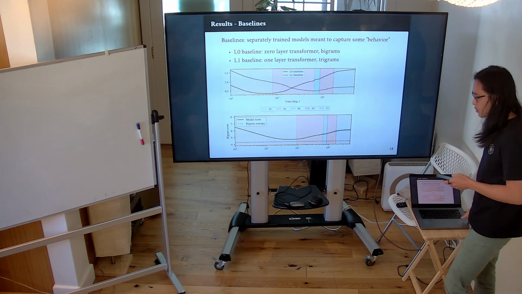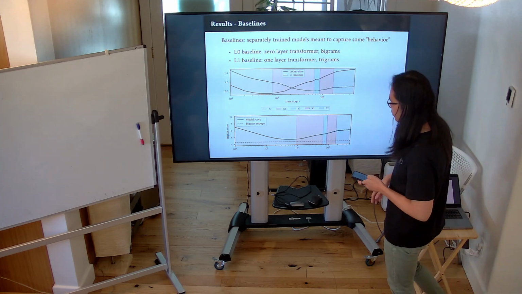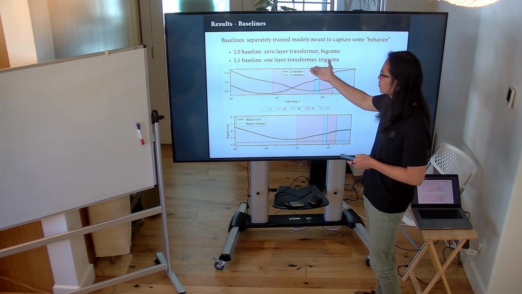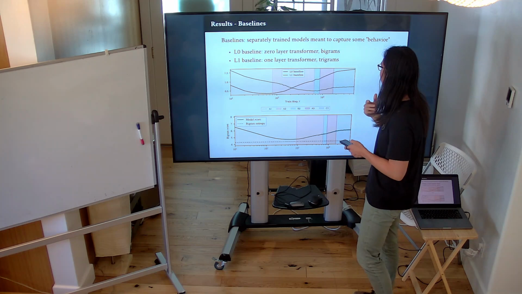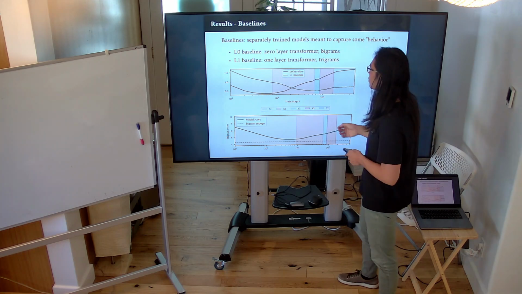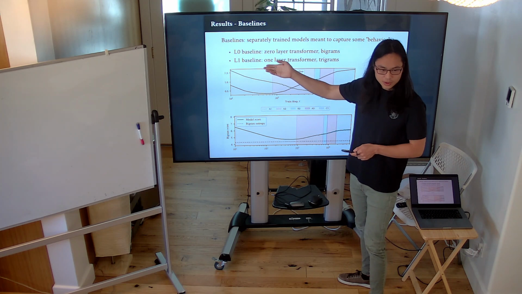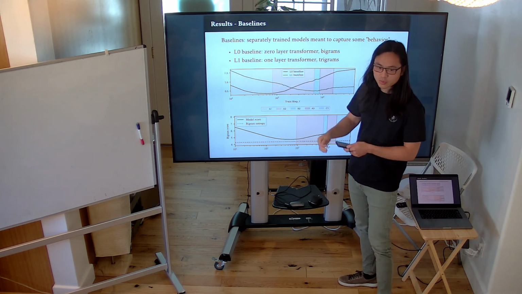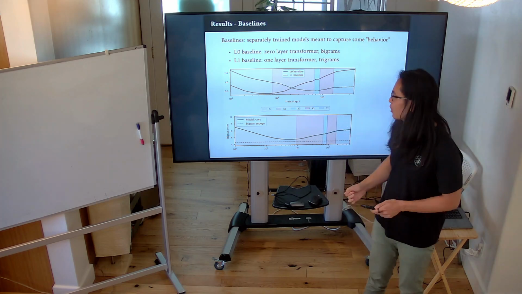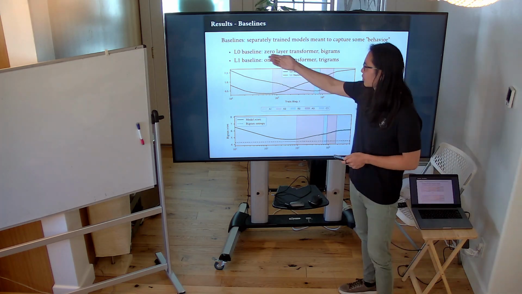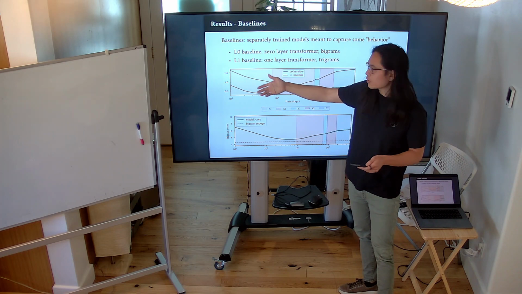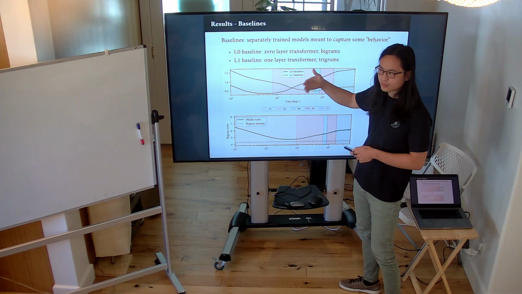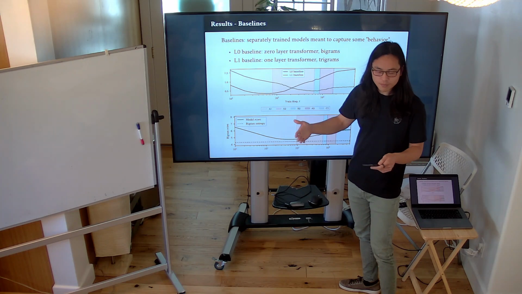Okay. All right, so before I go on to the other main example for this talk, I'll introduce this notion of a baseline. These are models that are separately trained in order to capture some specific behavior. So this L0 baseline is a zero-layer transformer model, and the L1 baseline is a one-layer transformer model, and these are both trained on language prediction. And the idea is just that since we know that zero-layer transformers learn to predict bigrams and one-layer transformers learn to predict trigrams, then respectively these are baseline models that capture the behavior of bigram or trigram prediction.